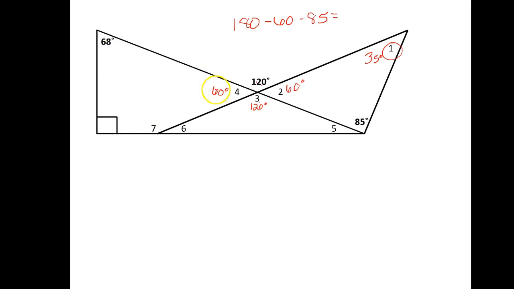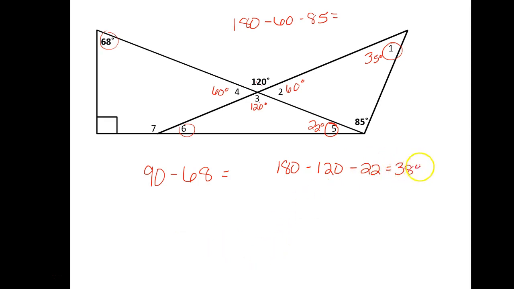All right, so I see this large right triangle. I have a 68-degree angle, a 90-degree angle, and let's see what angle 5 would be. You would subtract 90 minus 68, and that will give me 22 degrees. So this is a 22-degree angle. Now that I have enough information, I can solve for angle 6: 180 minus 120 minus 22 to give me that third angle, and that is 38 degrees.